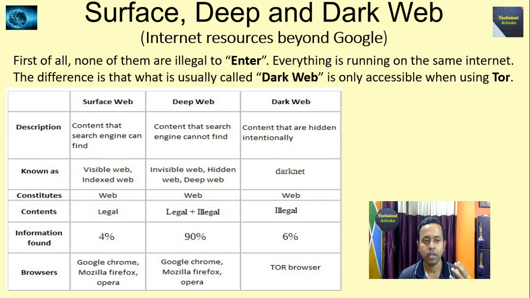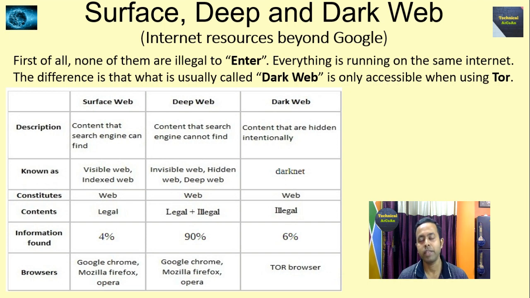So this table gives the difference between the surface web, deep web and the dark web. First characteristic is the description. For the surface web, content that search engines can find. In case of the deep web, content that search engines cannot find. And in the case of the dark web, content that is hidden intentionally, right? The second point, the surface web is also known as visible web or indexed web, whereas deep web is known as invisible web or hidden web, and dark web is also known as darknet, okay?